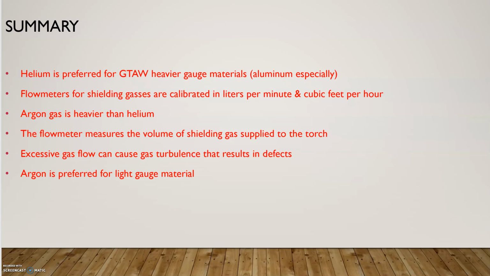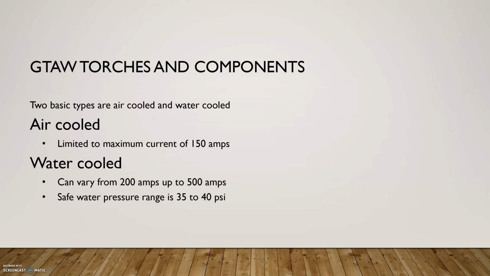Here's another list of good things to know. Torches and components. Two basic types of torches are the water and air-cooled. Air-cooled torches limit out at around 150 amps. Water-cooled torches can carry upwards of 500 amps. The safe water pressure range is 35 to 40 psi. If you exceed this, you can probably get porosity from excessive cooling of the torch.